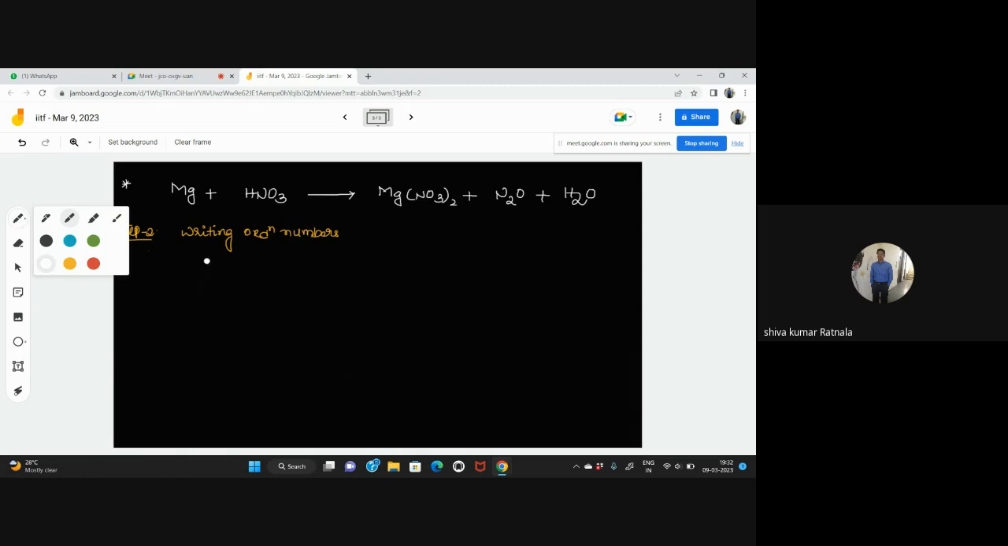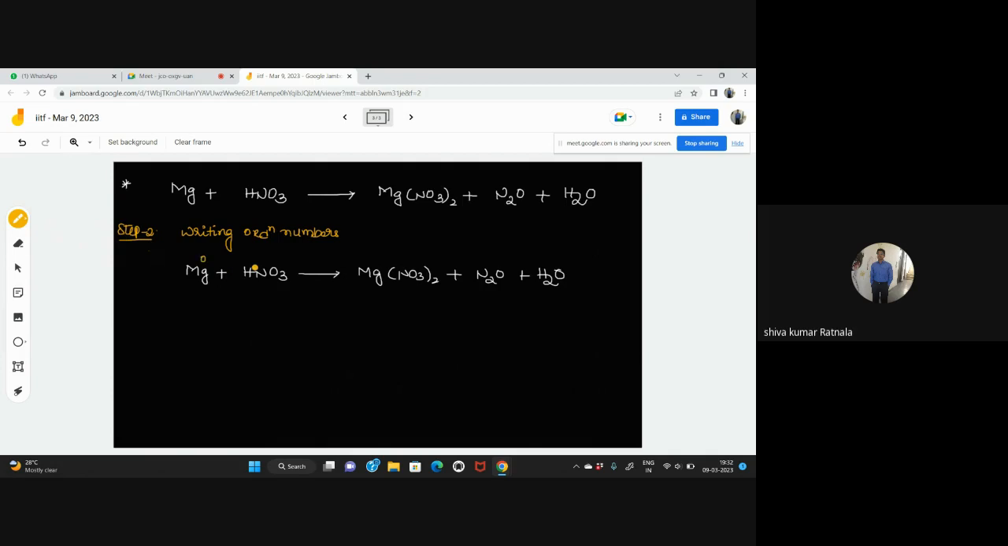What can we see here? Magnesium plus HNO3 gives magnesium nitrate plus N2O plus H2O. Let me write the oxidation states.